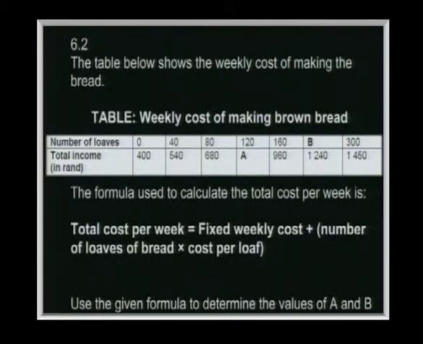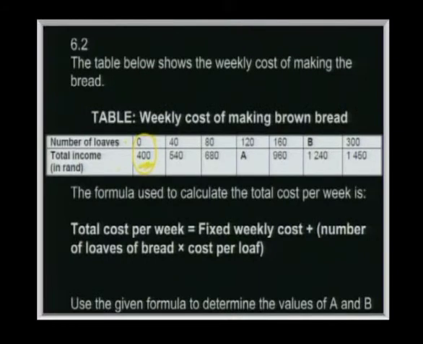6.2. The table below shows the weekly cost of making the bread. So the table has the number of loaves and the total income in rands. And you'll see that even if I don't have any loaves of bread, I still need to pay 400 Rand. And that's because that is the fixed weekly cost. So it doesn't matter if I don't produce any bread, I still have to pay that 400 Rand. The formula to calculate the total cost per week is the following formula. The total cost per week is equal to the fixed weekly cost, which we just reminded ourselves is 400 Rand.